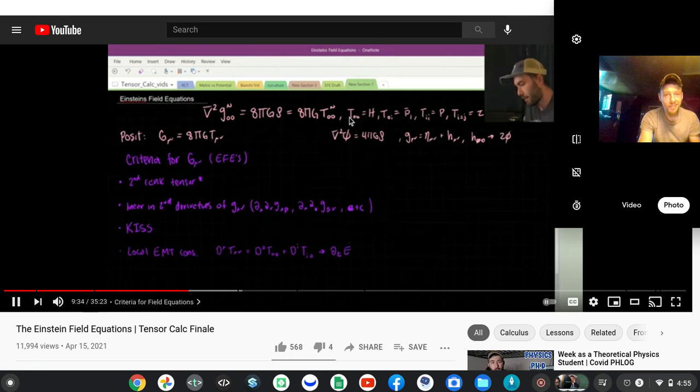And then the i0 term, how did this turn into the momentum density? And we get the minus sign from the metric.